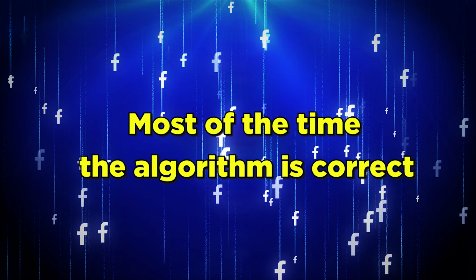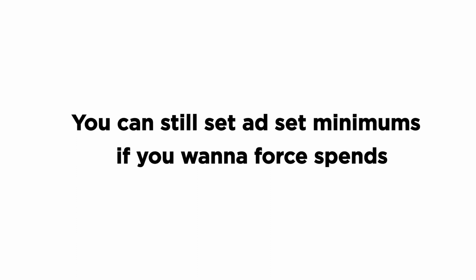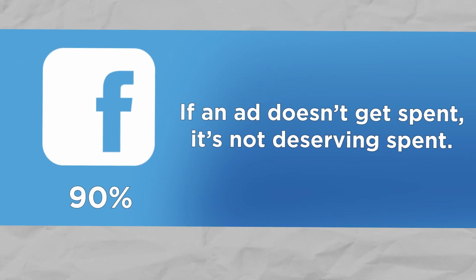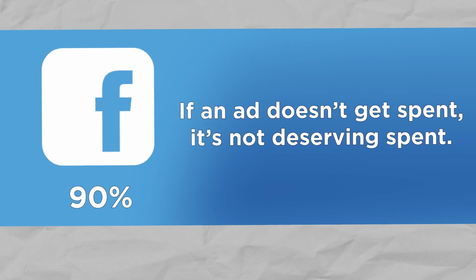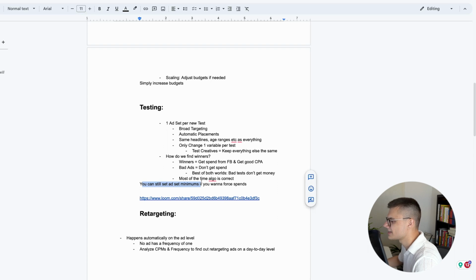Most of the time the algorithm is correct. It can be that the algorithm is incorrect. So what you can do is you can still set ad set minimums if you want to force spend on certain types of creatives. Again, in 99% of cases, Facebook is right. If an ad doesn't get spent, it's not deserving spend. But if you are sure that your ad is a winner, you can set ad set minimums, which then give the ad set spend, and you can check for yourself if you are right or if you're wrong. And in most cases, you're probably wrong.